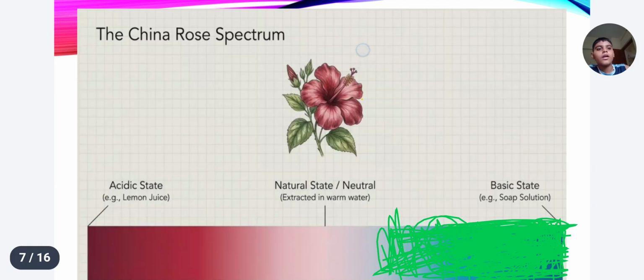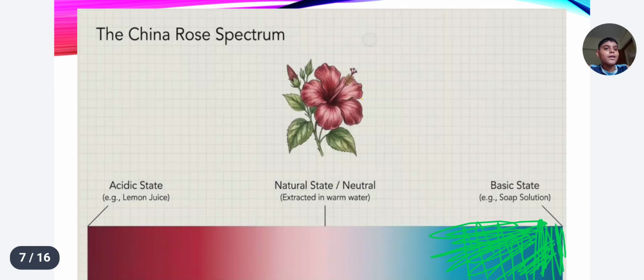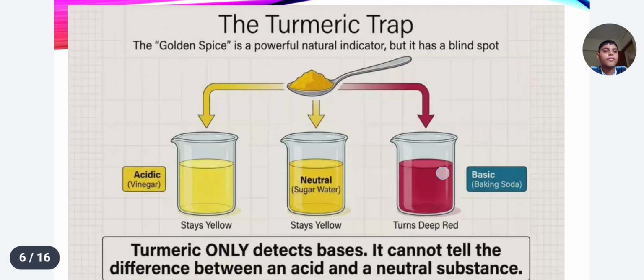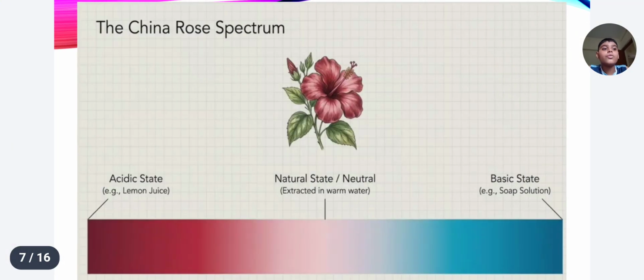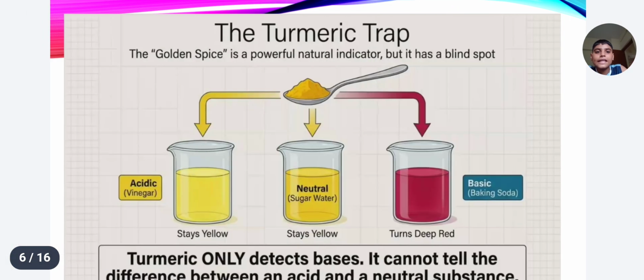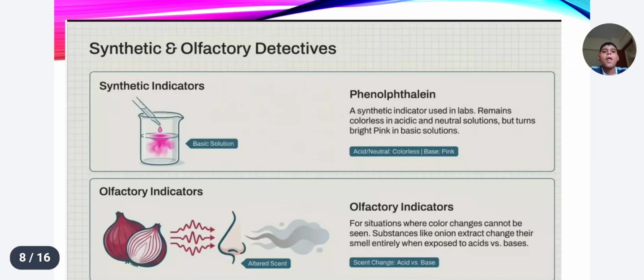Same happens too. So remember, the China rose is twos and the turmeric rose is twos. Turmeric will turn to red. I think so, red only. Red, yes, red. Red is there, no? But it will turn to green in the basic solution and red in the acidic solution.